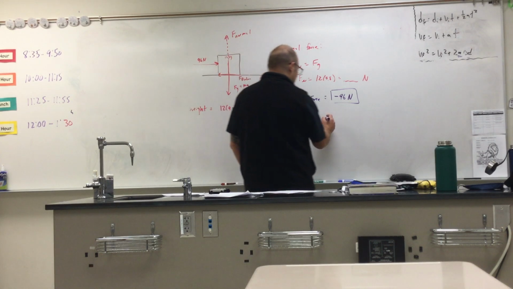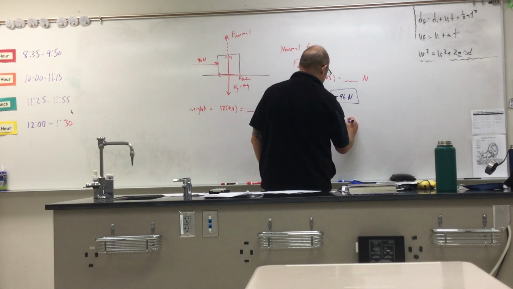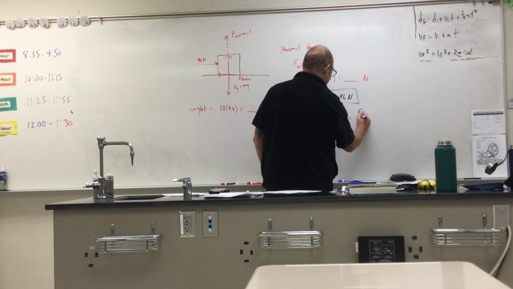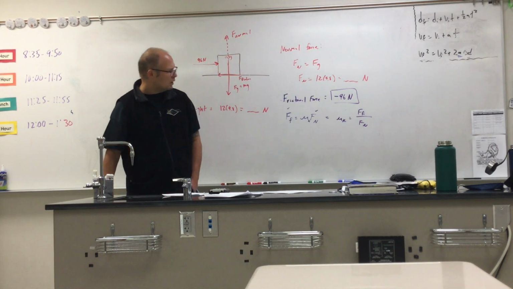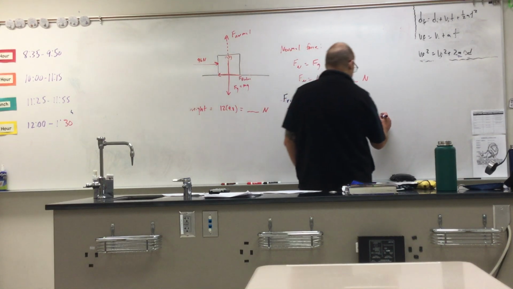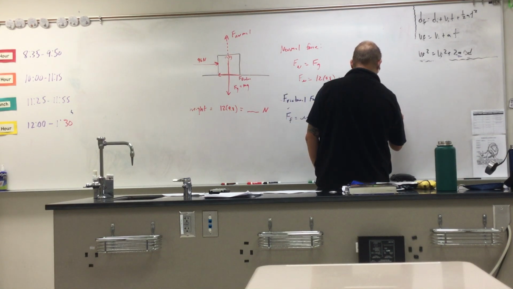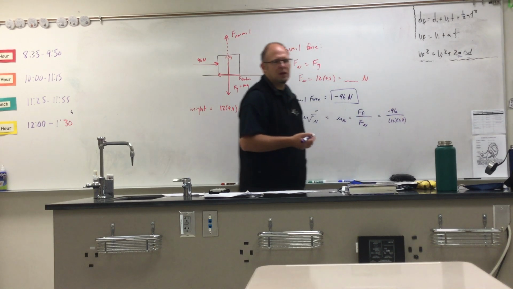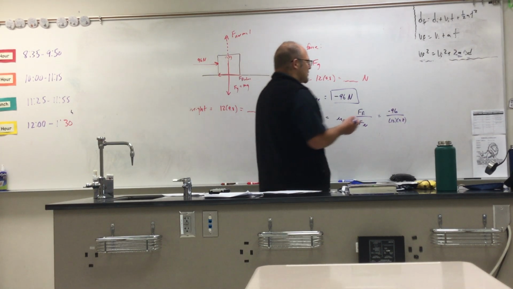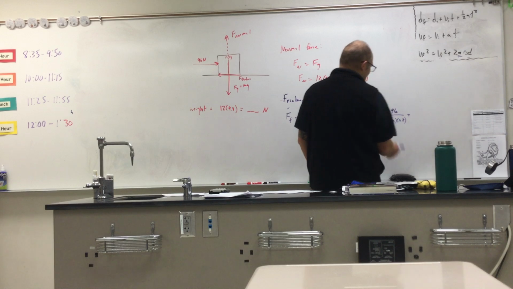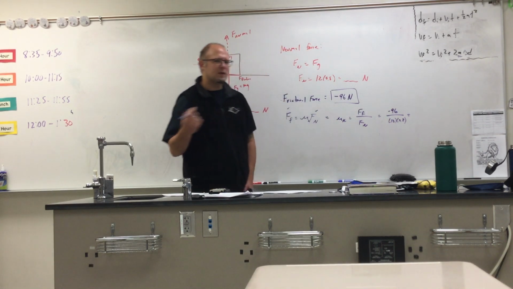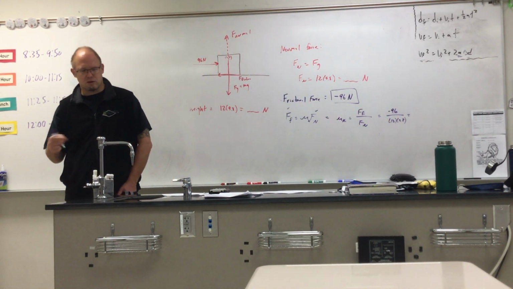So the mu, the coefficient, is really just going to be the force of friction divided by the normal force. So in this case, this would be negative 96 all over whatever 12 times 9.8 was. I don't know what that was. I bet you do by now. So I don't know what the number is, but I want to tell you something right now, which is that mu's are always positive. Coefficients of friction are always positive.